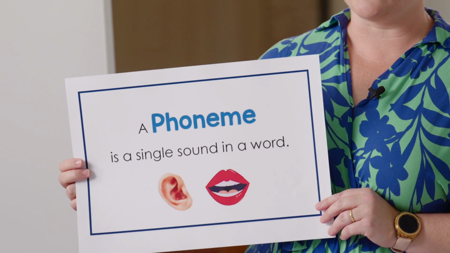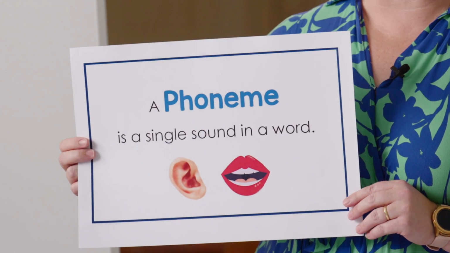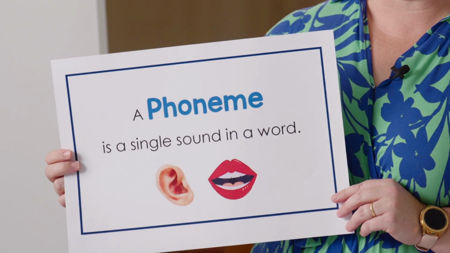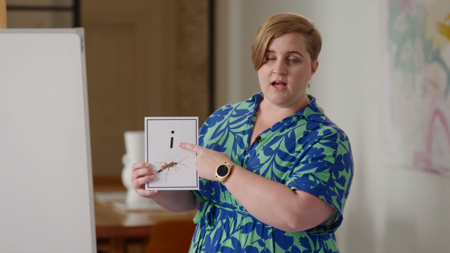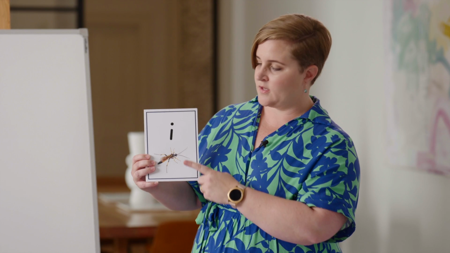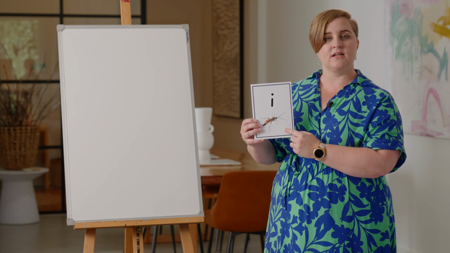You already know what a phoneme is. Say it with me. A phoneme is a single sound in a word. Last lesson, we learnt that you can use the letter I to represent the phoneme it. Remember, our letter name is I. Say it with me. I. Our picture is insect. Say it with me. Insect. And the phoneme is it. Say it with me. It.